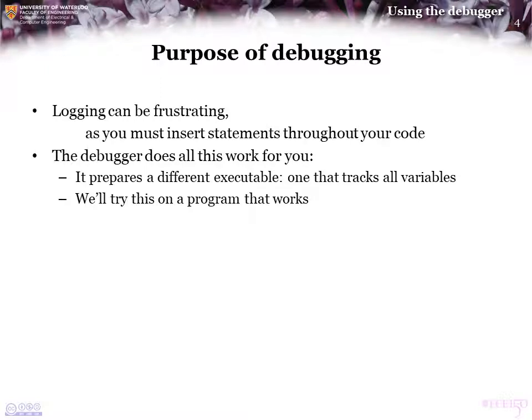The debugger does all this work for you. It prepares a different executable, one that tracks all the variables, and then the debugger displays how they are changing as the code executes. We're going to try this on a program that actually works correctly.